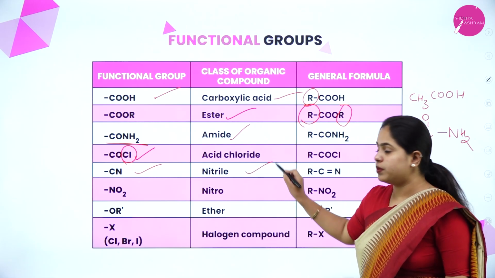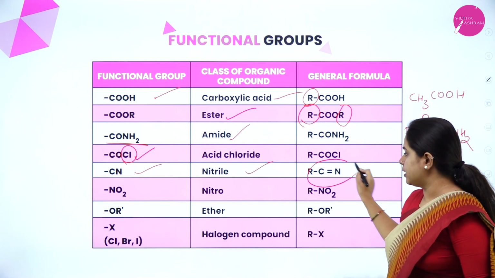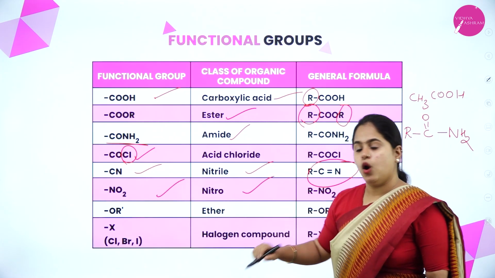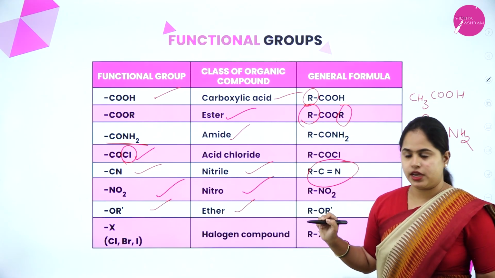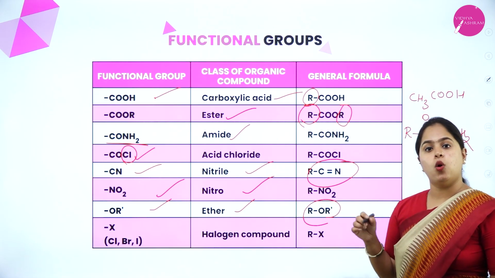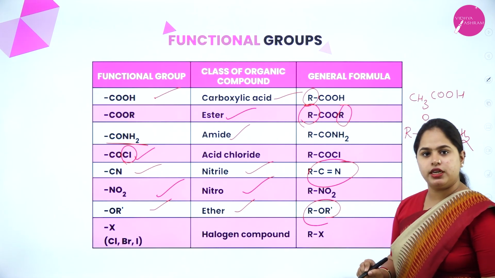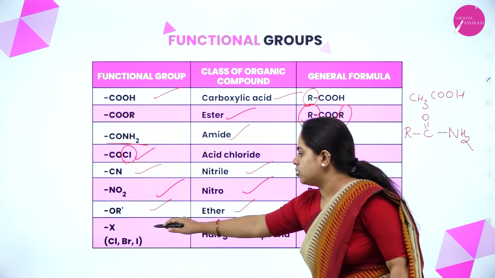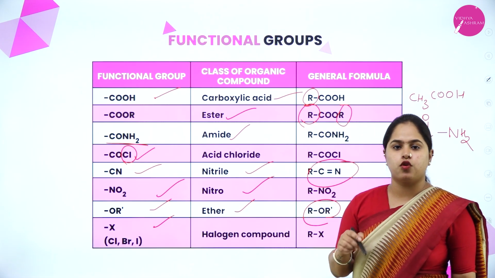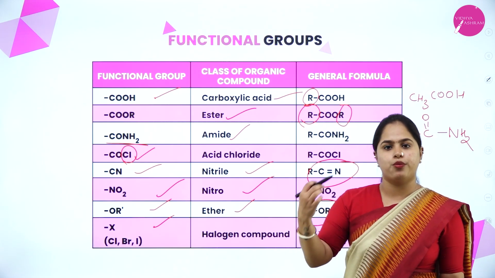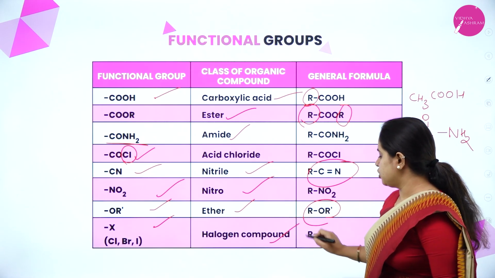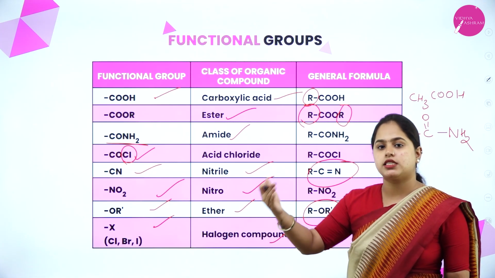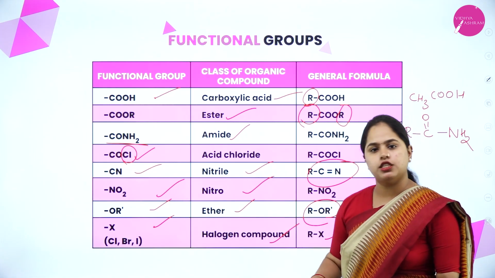The next one is CN. CN functional group is for nitrile. How can you generally write it? RCN, right? The next one is NO2. It is nitro. OR is ether, right? So the general representation is ROR'. It is shown as R dash here because the alkyl groups can be the same or different, right? Now the next one is X. What does X stand for? This is for halogens: fluorine, chlorine, bromine, iodine. So halogen compounds are generally represented by RX. X stands for the halogen and the R stands for the alkyl.